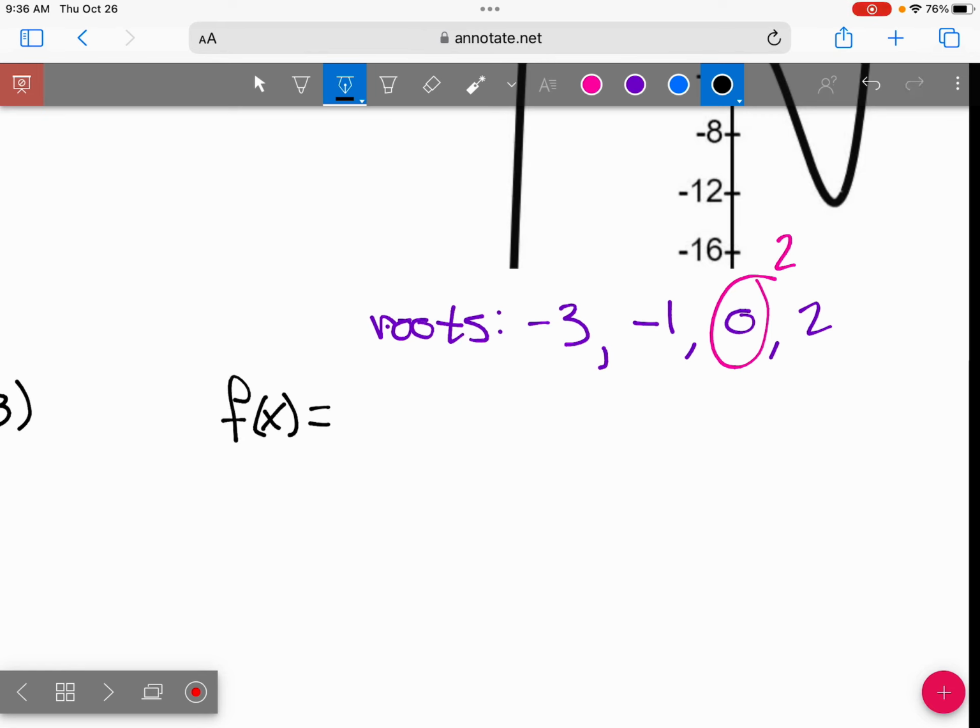Do we know our leading coefficient? No. So what do we put? A. What are our factors? X plus 3, x plus 1, x squared, and x minus 2. And it doesn't matter if you put your factors in different orders. We just went left to right. It does not matter what order your factors are in.